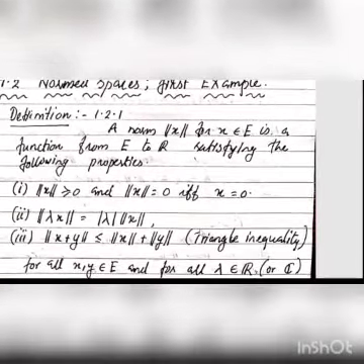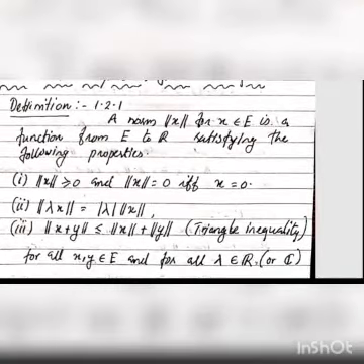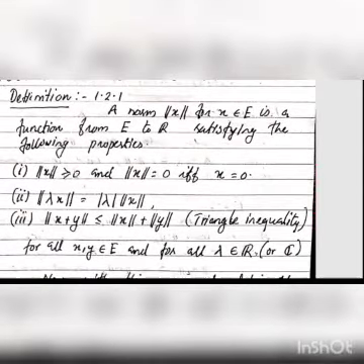That is, the first one is positivity. That means the norm of x should always be greater than or equal to 0, and the norm of x is equal to 0 if and only if x is equal to 0. And the second one, the norm of lambda x is equal to mod lambda times the norm of x, and the norm of x plus y is less than or equal to the norm of x plus the norm of y. This is called the triangle inequality. This is valid for all x, y in E and for all lambda in your scalar field.